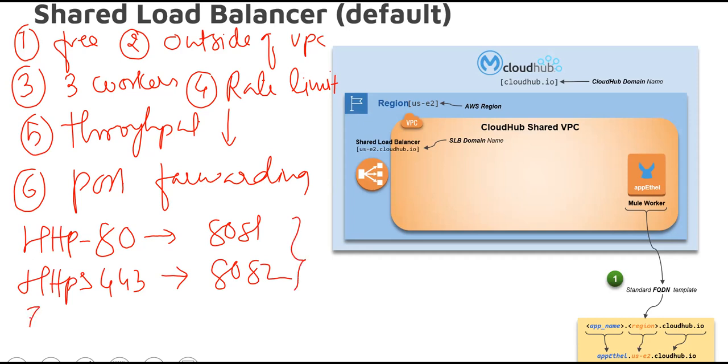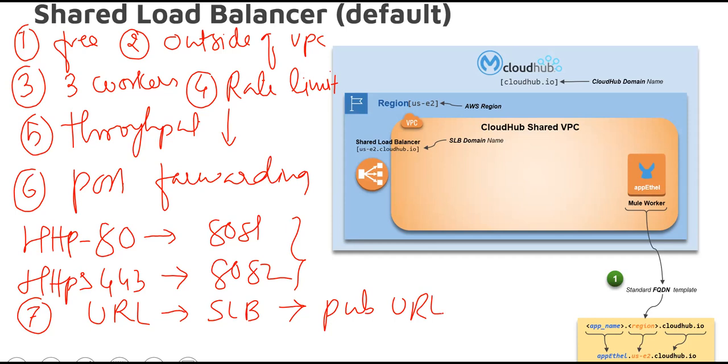Point number 7, there will be a fixed URL mapping, a default URL mapping. Our SLB will always call or invoke the public URL of the Mule worker. Now let's talk about these points.